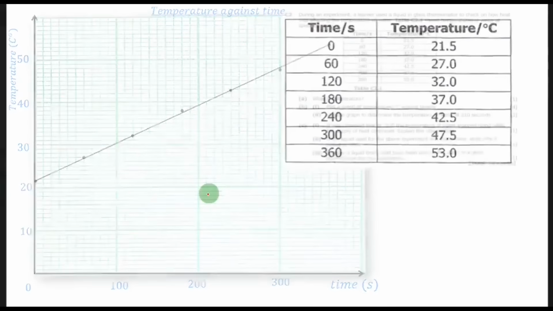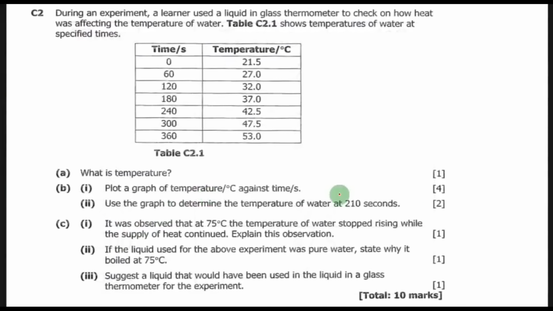This one will give you 4 marks. Is it how many marks? 2 marks. Plot a graph of temperature against that, 4 marks. Then use the graph to determine the temperature of water at 210 seconds.